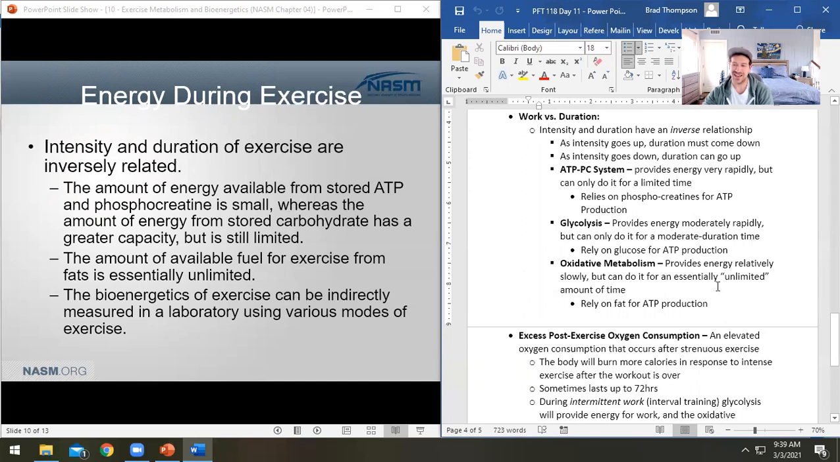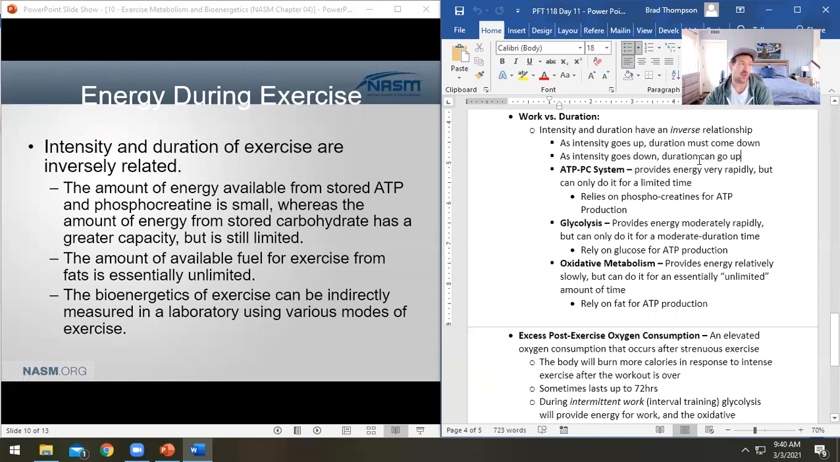So that is energy. That is basically fat burning and stuff. We'll talk more about it here in just a second. So we're looking at work versus duration here, going back to our different energy systems, right? The amount of energy from stored ATP, like in a phosphocreatine situation, is really limited. You can only keep it up for a little while, which is why it only lasts like 5 to 10 seconds, right? So the big rules to remember here, guys, as intensity goes up, duration will go down. As intensity goes down, duration can go up, right?